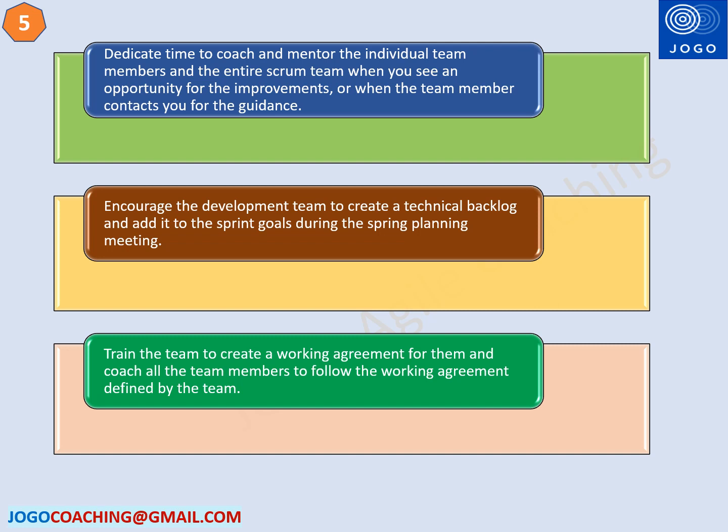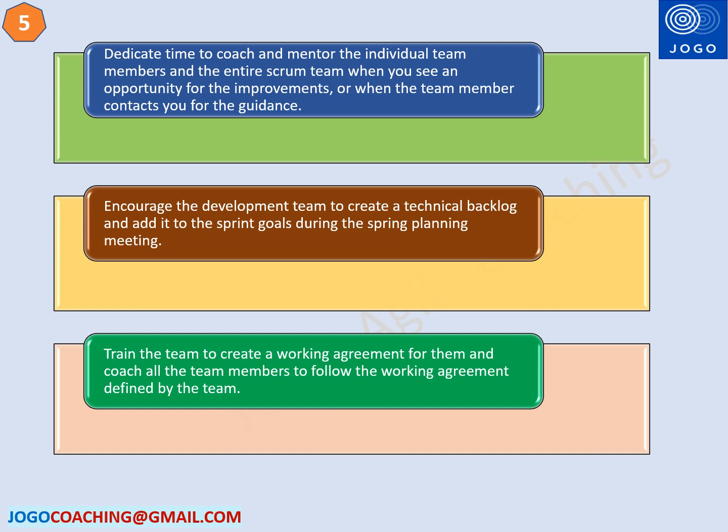The next best practice is related to technical backlog. Encourage the development team to create a technical backlog and add it to the sprint goal during the sprint planning meeting. The architect or technical lead can own the technical backlog items and they can work with the product owner for the prioritization of the technical backlog.